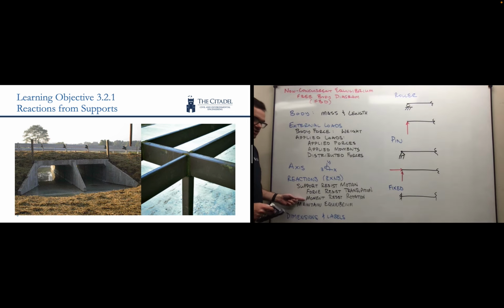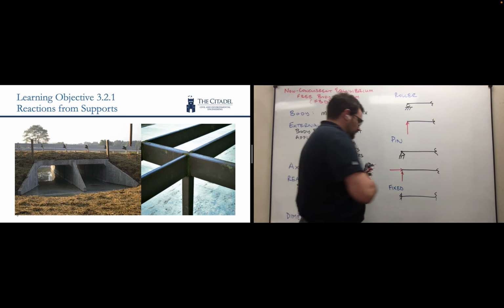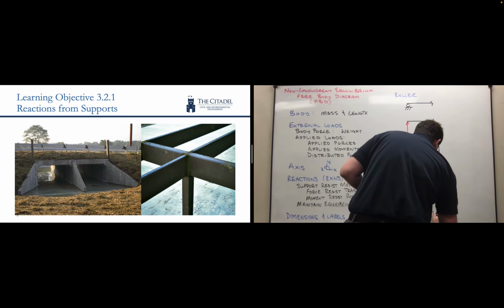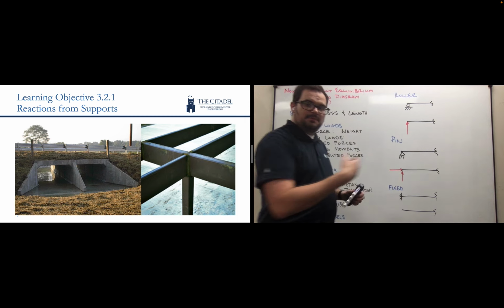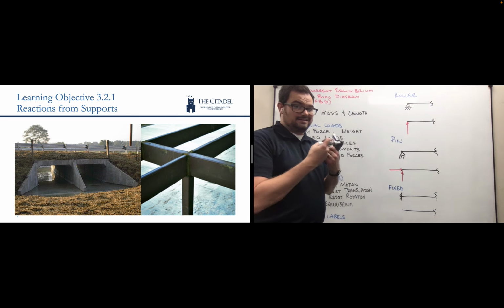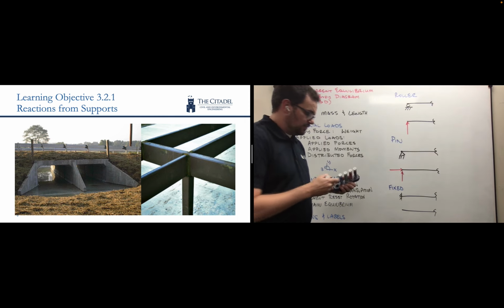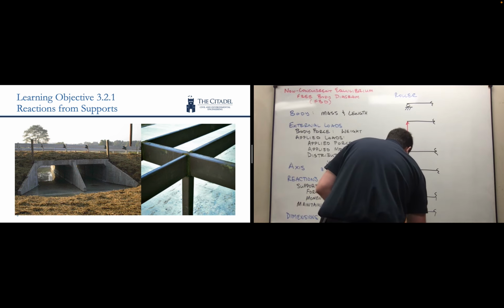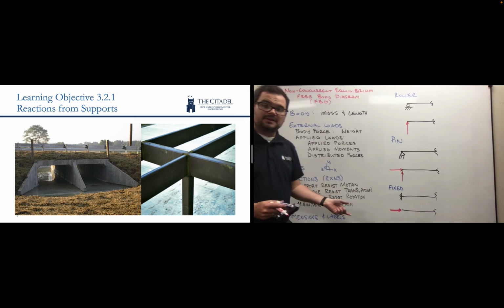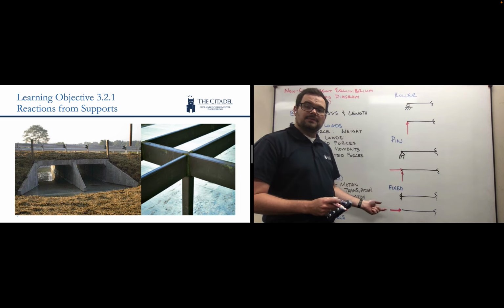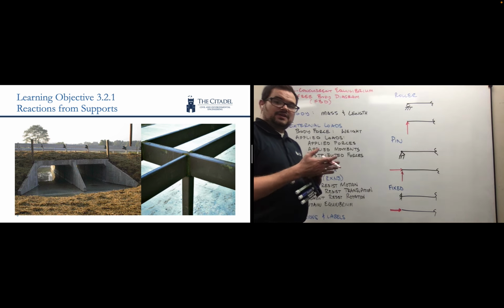Does it resist translation? Does it resist rotation? So the first question is, does it resist translation? Will it resist being moved left and right? And the answer is yes, it's locked in there. And so we're going to need a force reaction in that direction to resist the left and right translation. Again, when we solve for our equations of equilibrium, the number could be a negative value, in which case the arrow flips around.